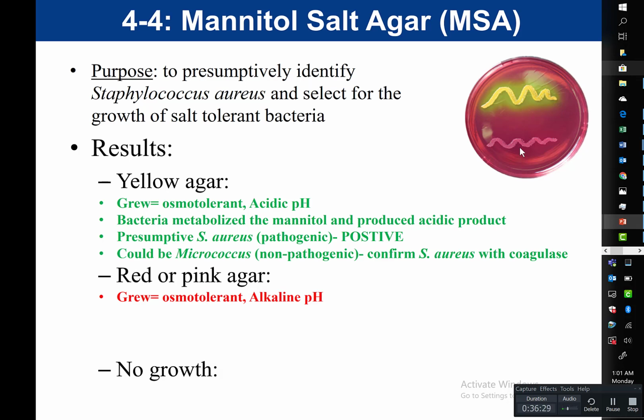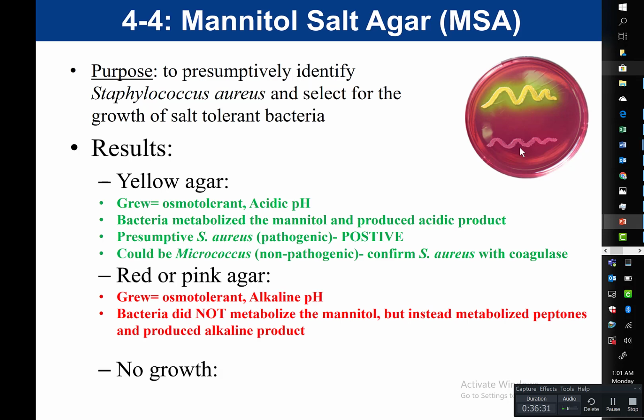What's its other choice? And the answer is bacteria did not metabolize the mannitol, but instead metabolized the peptones. And remember that when peptones are metabolized, it produces alkaline products. It's going to raise the pH, and the MSA agar is going to turn pink or red.